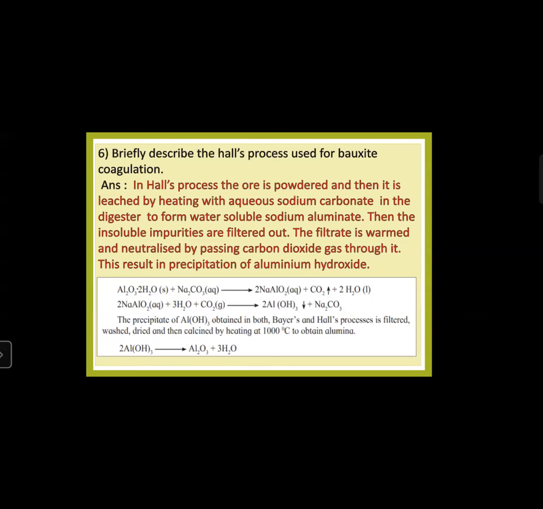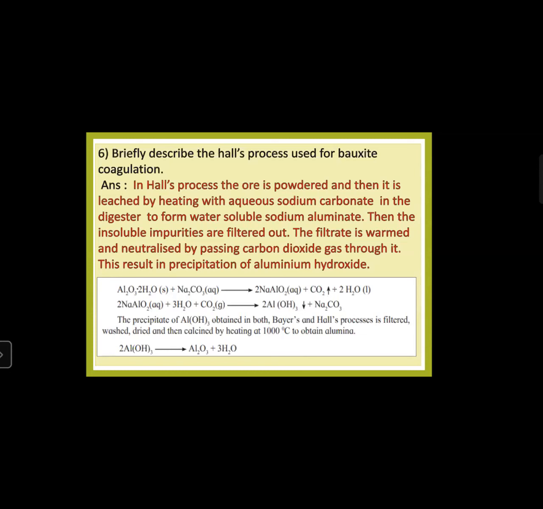Al2O3·2H2O, in solid form, that is your bauxite ore, when heated with aqueous sodium carbonate in the digester, gets leached and forms the water soluble sodium aluminate. So 2NaAlO2, aqueous, is formed, and it also releases carbon dioxide gas plus 2H2O. So this is your product.